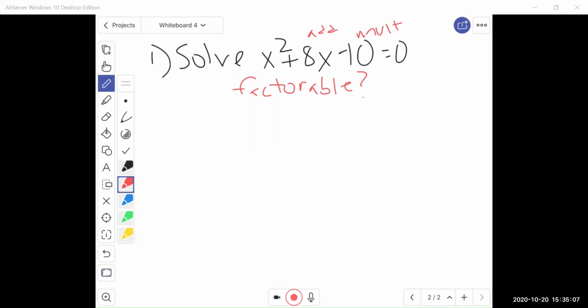Okay, well, my only ways to get 10 are 1 and 10. That's not going to get us 8. Or 5 and 2. 5 plus 2, add, subtract. That's not going to get us 8. So no, this is not factorable.